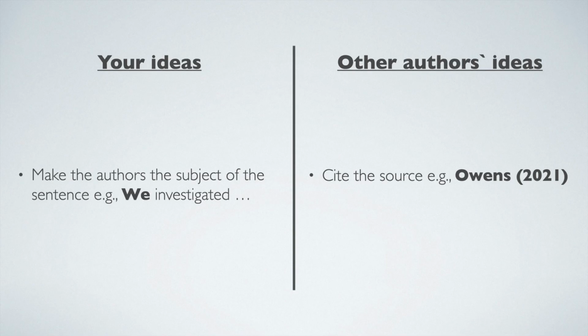And there are numerous ways to distinguish your ideas from other authors. For example, when you want to write about your ideas, you can make you and the co-authors the subject of the sentence by beginning a sentence with "we." In the case of ideas from other authors, we need to cite the source, for example, Owens 2021.